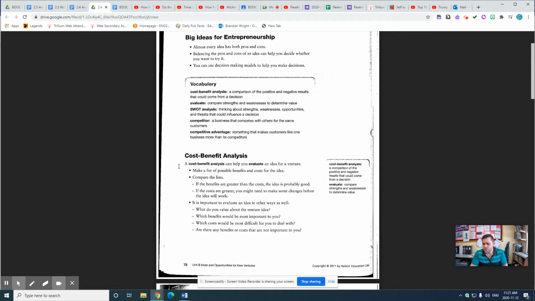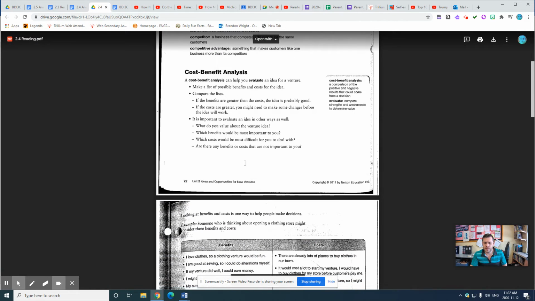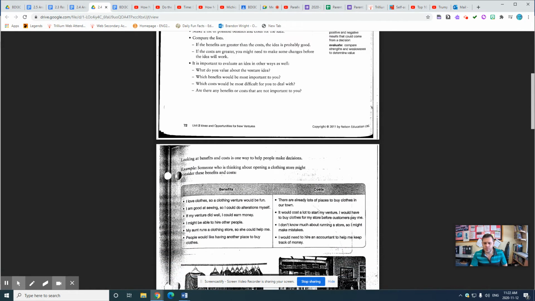The cost-benefit analysis, we do this all the time. You take an idea and then you weigh the good with the bad. And whichever seems to weigh more or be in greater number, that one wins out. So if the costs outweigh the benefits, it's a bad idea. But if the benefits outweigh the costs, then it's a good idea. And businesses do this all the time. So there's an example of a cost and benefit analysis right here.